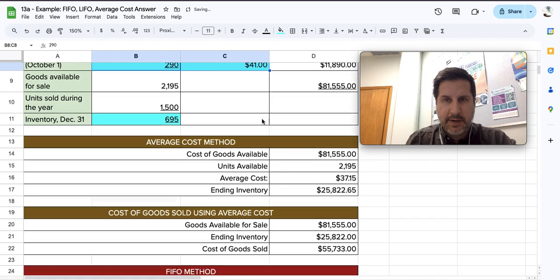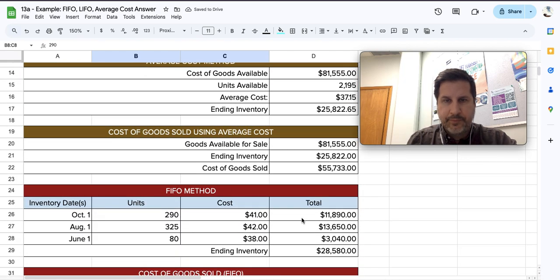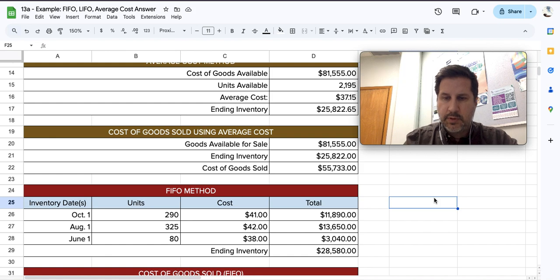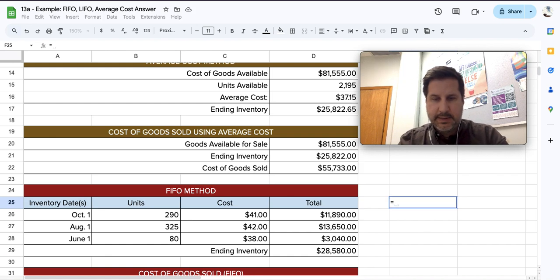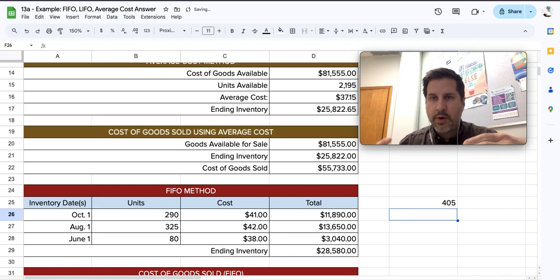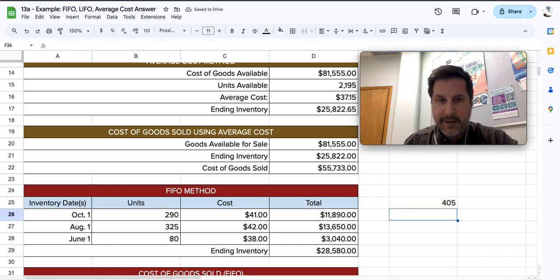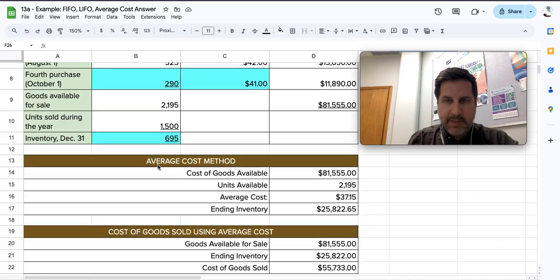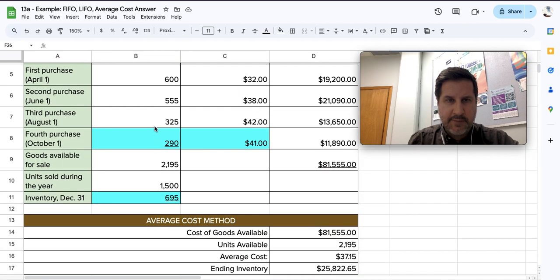I'm using that entire amount, for $11,890. However, my ending inventory is 695, so I still have 405 units left in inventory that I have to value. To do that, I go to my next purchase. Because I still need 405 units in inventory, I am also going to use this.